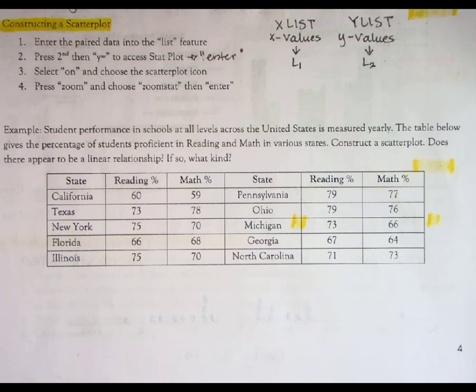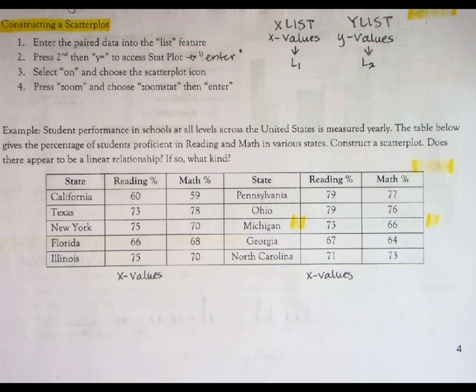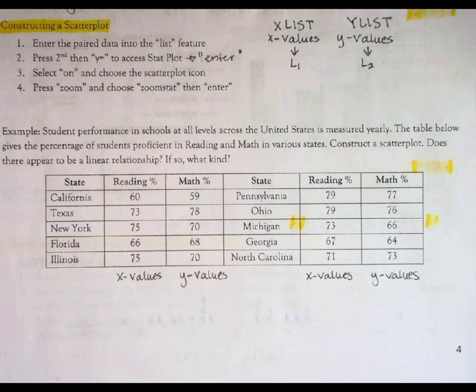So here we have columns that give us the state, reading percentages, and math percentages. We're going to have the reading percentage be our x values, and we're going to have our math percentage be our y values. To make this easier, I'm going to put all of my x values in list 1 and all of my y values in list 2.